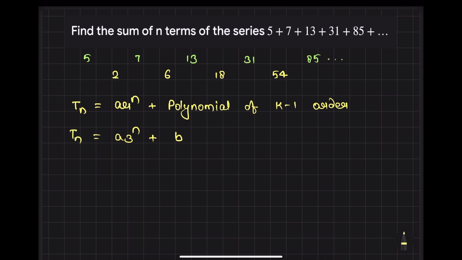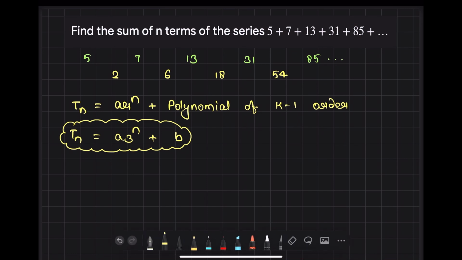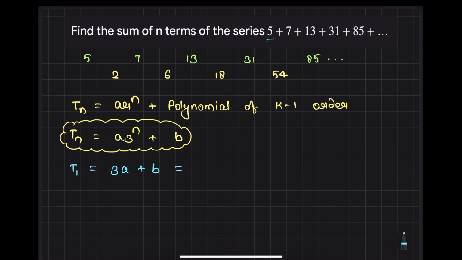Now we have to find the values of a and b. So how will we do that? Just try to observe. Suppose we are interested in T1. So in place of n, we will use 1. So it is 3a plus b. According to us, term 1 is this, but according to the series, term 1 is 5. Now we are interested in term 2. So in place of n, we will write 2. So it is 9a plus b. According to us, term 2 is this, but according to the series, term 2 is 7.